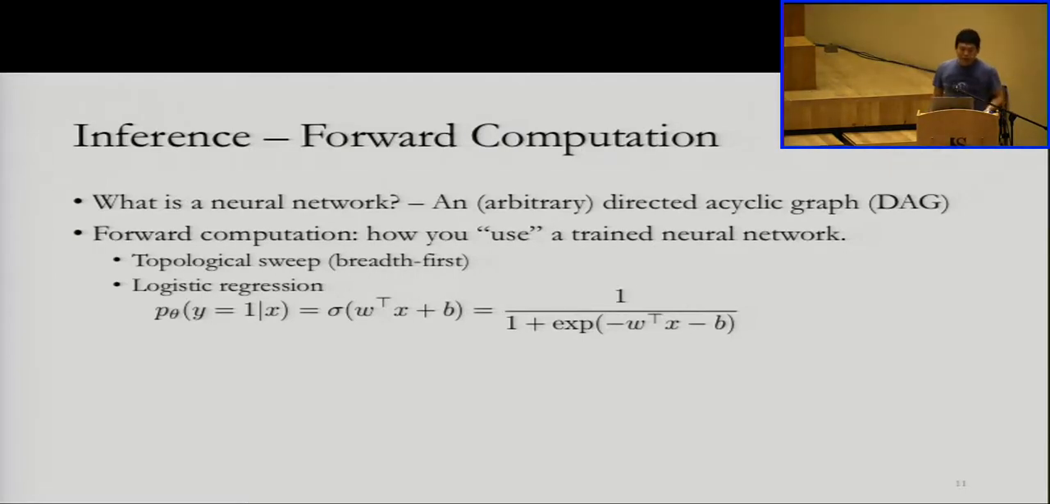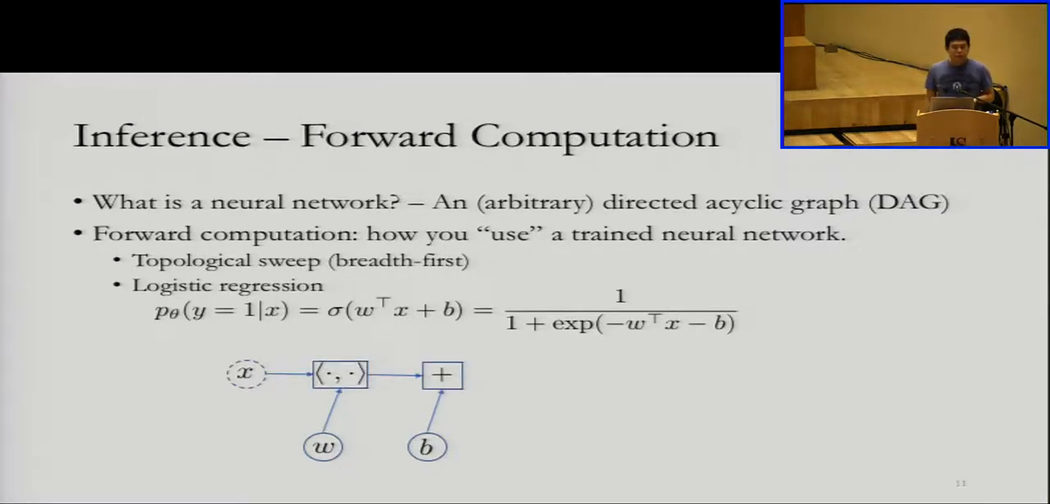So in the case of the logistic regression, we start from the input nodes, which are going to be the actual input x, and then the weight vector w and the bias. You compute the dot product first, you do the addition, and then you apply the sigmoid function, and that's going to be your logistic regression.